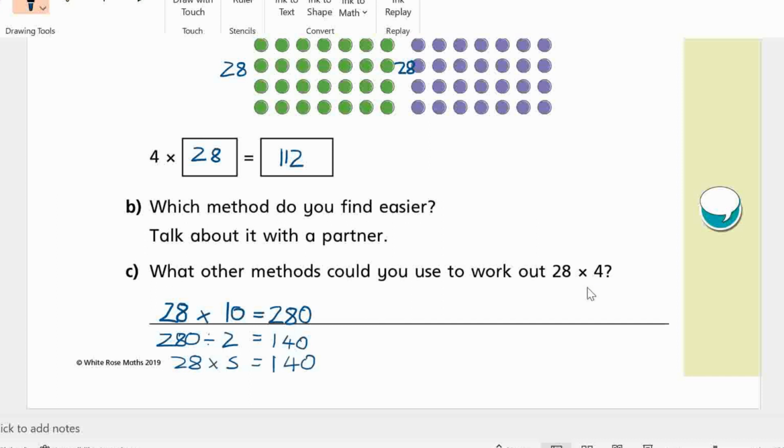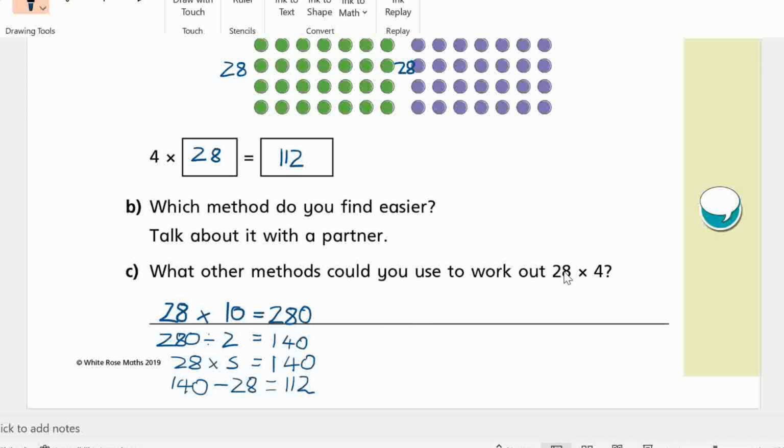Okay, but we don't want 28 times 5, we want 28 times 4. So what we need to do is 140 minus 28. What's 40 take away 28? Well, 40 take away 28 is 12. Okay? Exactly. So that's one way of doing it, because the 10 times table is easier.